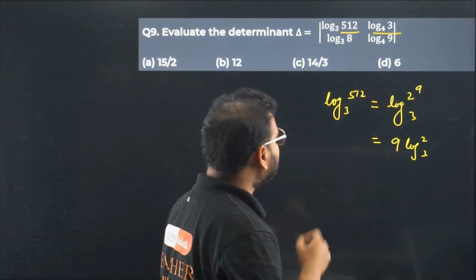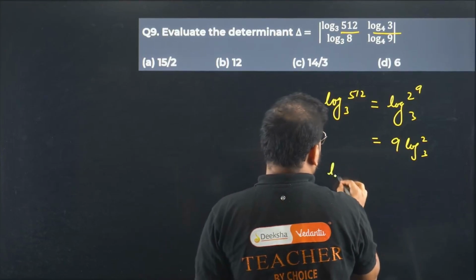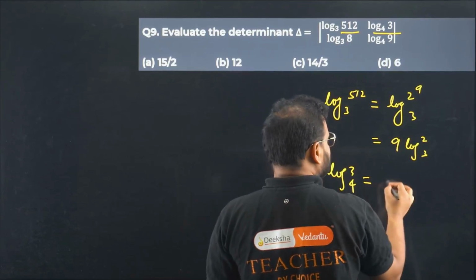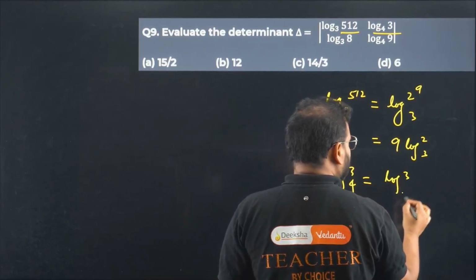Can we do something about it? Yes, we can. We'll see. A log of 3 with the base 4 is given by what? You can write this as log of 3 with the base of 2 square.